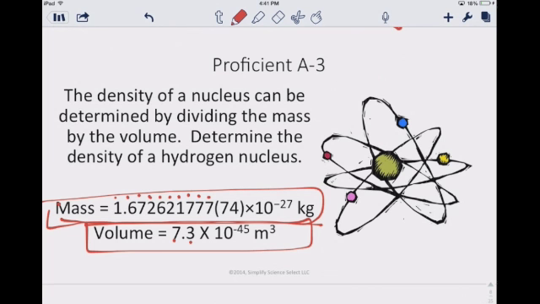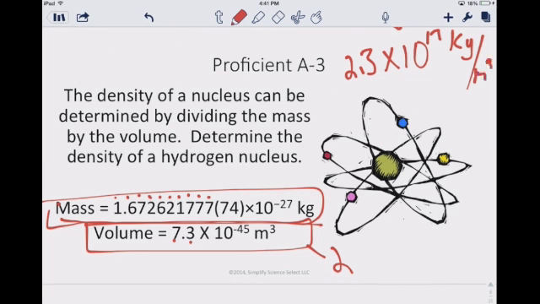So when we're dividing, we use the least number of significant figures. So this would just be 2. So we would take the number in the calculator and round it to 2 sig figs, which would be 2.3 times 10 to the 17th. And the unit would be kilograms over cubic meters.